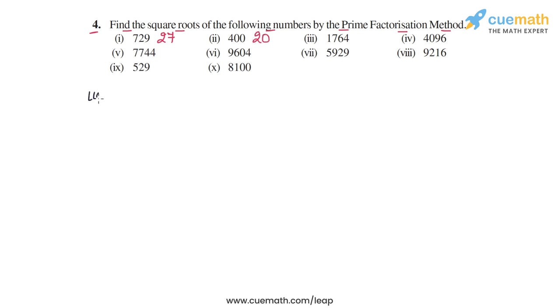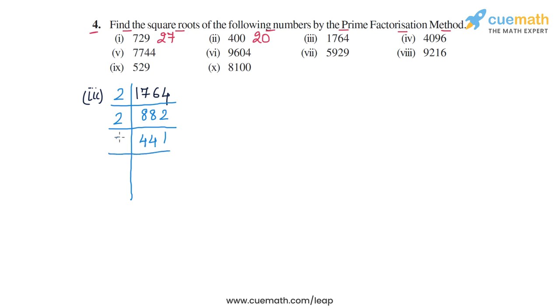In part 3, the number is 1764. This is an even number, so we can start the prime factorization process by dividing this by 2. So 2 is our first prime factor, and that will leave us with 882. This is still even, so we divide by 2 again, and this gives us 441. Now this is not even, but if we add the digits of 441, that gives us 9, and this means that this is divisible by 3. So we divide 441 by 3, and that will give us 147.